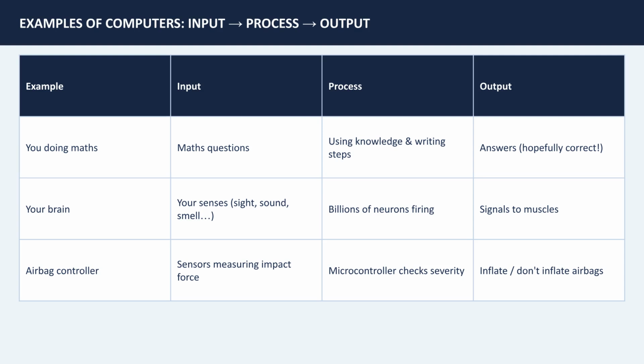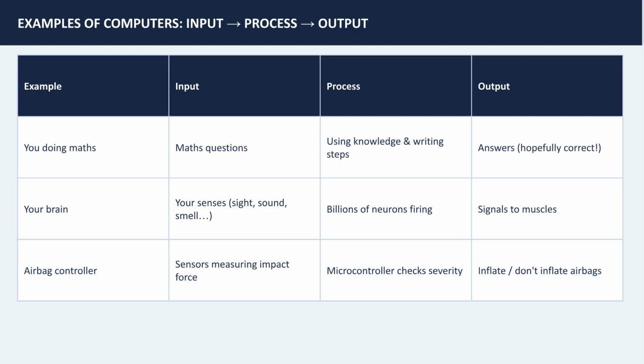When you do math, the questions are the input, your knowledge is the process, and the answers are the output. For your brain, senses are input. Neurons firing is the process, and signals to muscles are the output. An airbag controller uses sensors as input, a microcontroller for processing, and inflation/non-inflation as output.